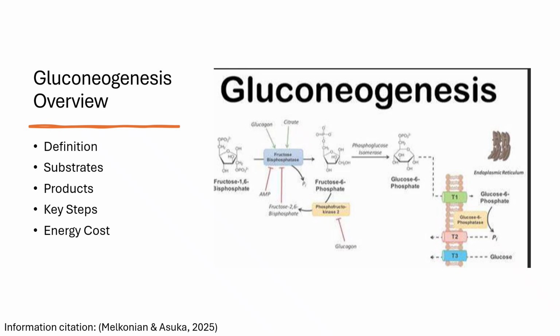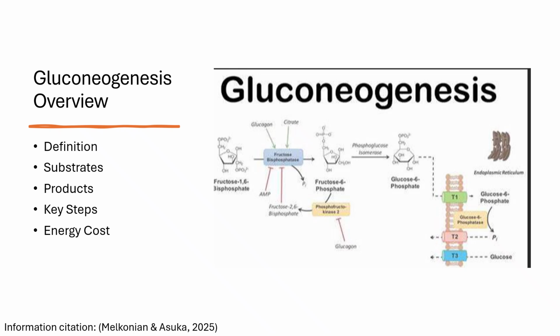The substrates are lactate, glycerol, glucogenic amino acids, and pyruvate. The purpose of gluconeogenesis is to maintain stable blood glucose levels and ensure a consistent energy supply to cells, especially during fasting and in between meals. Step 1 is to introduce a carboxyl group to make oxalacetate, or OAA. OAA is a TCA intermediate. This step occurs in the mitochondria and involves the enzyme pyruvate carboxylase.